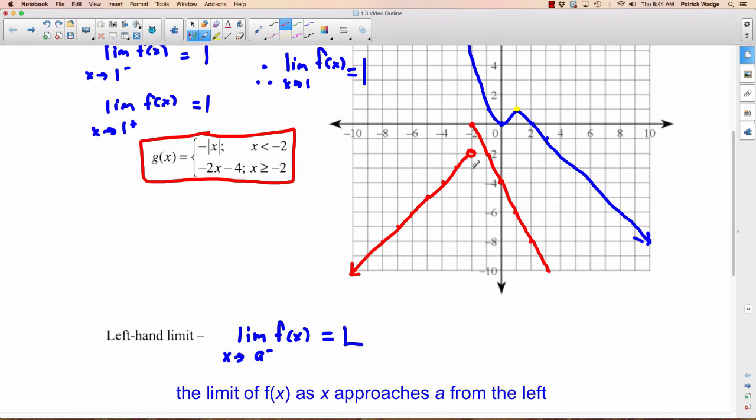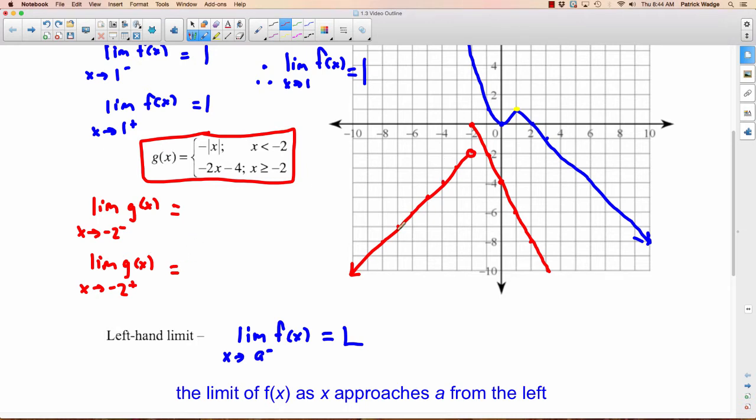But that's not really the point we're interested in. The point we're interested in is this one where the piecewise function changes, right? Where you get the different subfunction. So we're interested in the limit of g of x, that's the name of this function, as x approaches negative 2 from the left, and we're interested in the limit of g of x as x approaches negative 2 from the right. So let's see what we get for both of those.